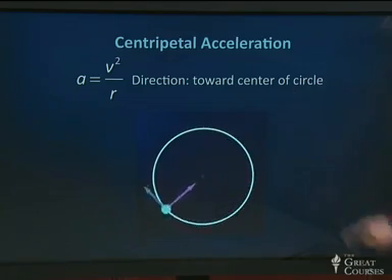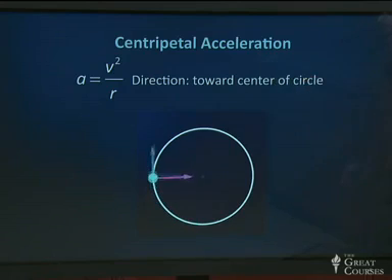So we know everything about this acceleration. We know its magnitude and we know its direction. Its magnitude is v squared over r. Its direction is toward the center of the circle. And I can't emphasize how important this is.